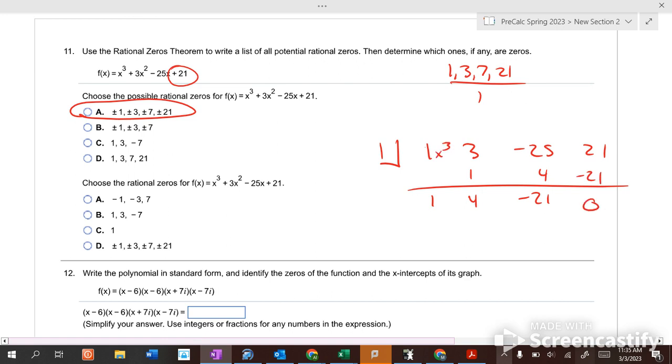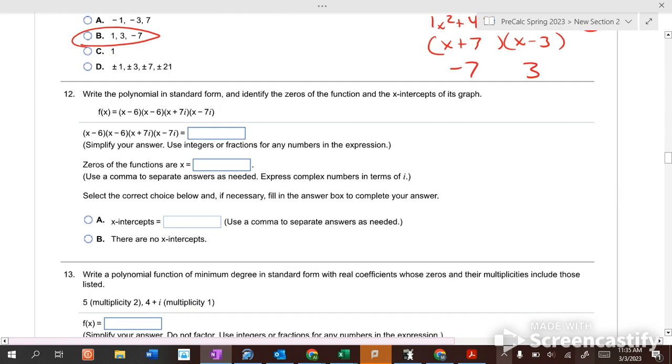So if this is x cubed, then it's x squared. So it's x squared plus 4x minus 21. Then that just factors: x minus 3, x plus 7. So our roots are 1, -7, and +3. For this, you have to FOIL.